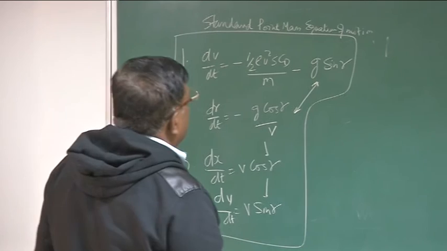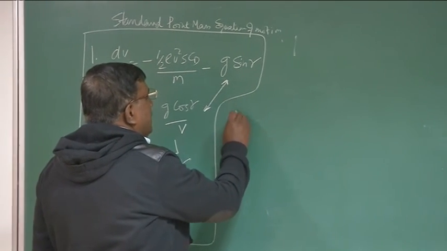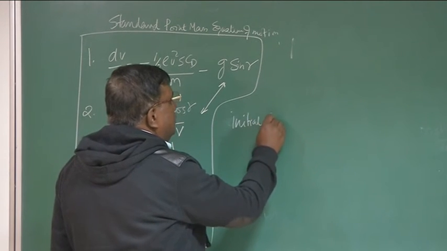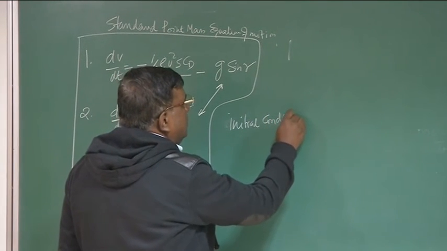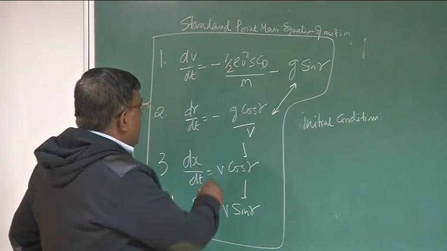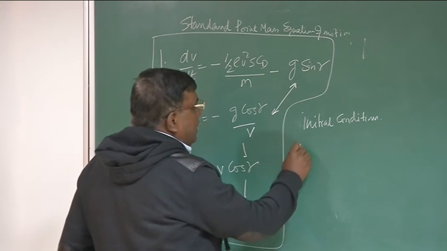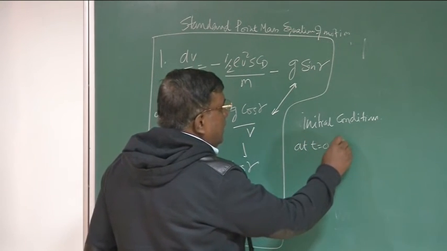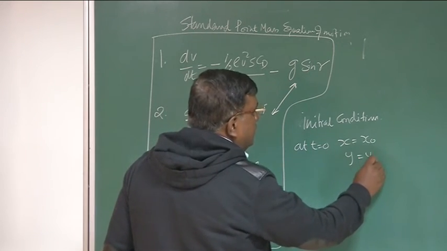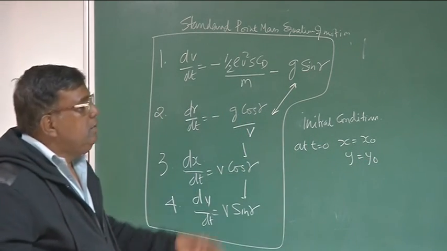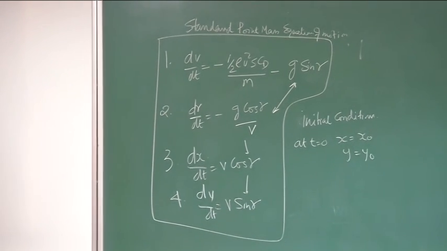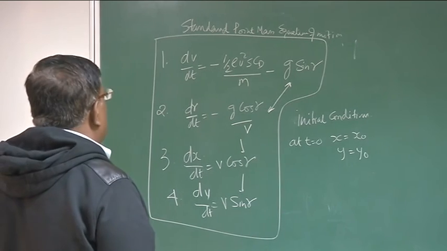So to solve that, we need to have initial conditions, and let's set the initial condition. If I want to solve these two equations, I need to write at t equal to 0, x equal to, let's say, x naught, and y equal to y naught. This is decided by where you are firing from, where you are launching it, right? That reference will have some coordinate.